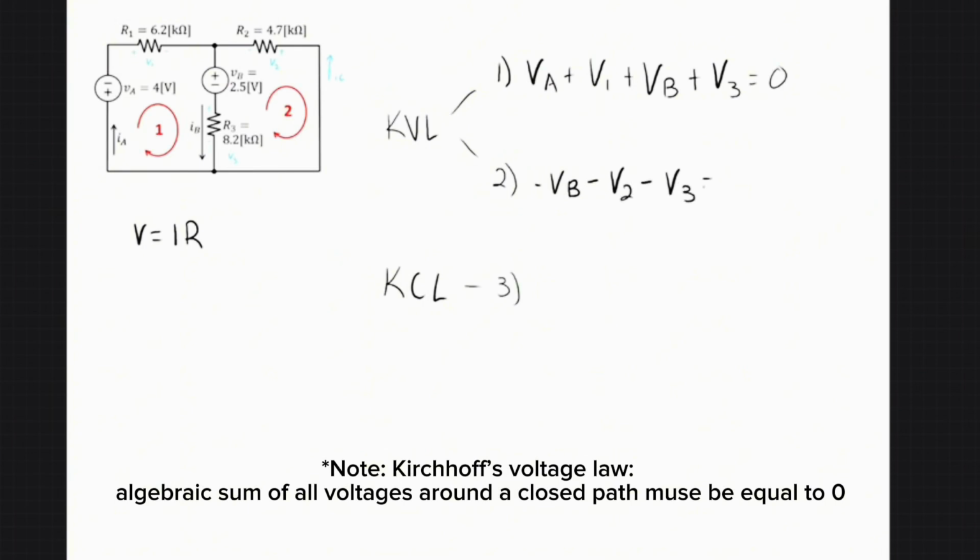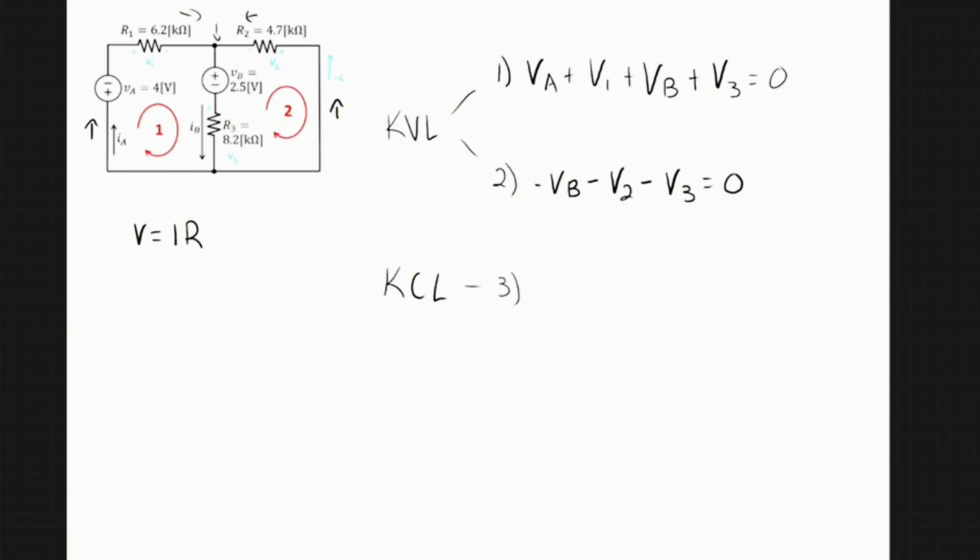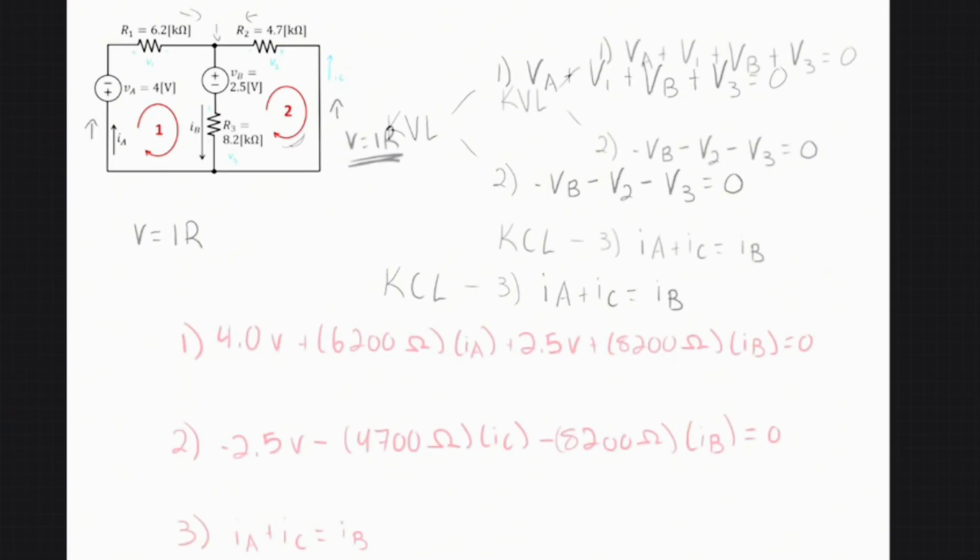The opposite is said for the other side because they are going through the negative side of the battery first, meaning the values will be negative. For the third equation, we made the assumption that IC is moving upwards, meaning that IA and IC will funnel into IB, indicating that IA plus IC is going to equal IB. These are our three equations.